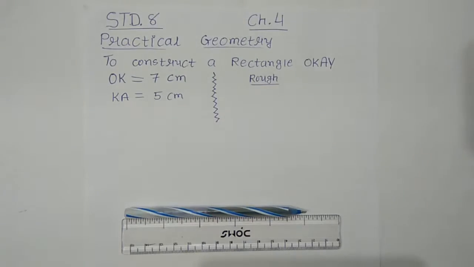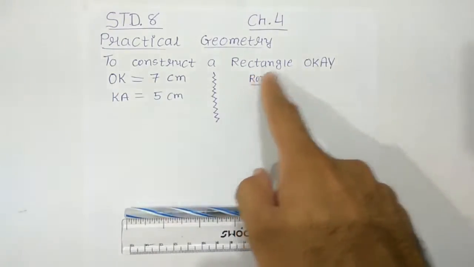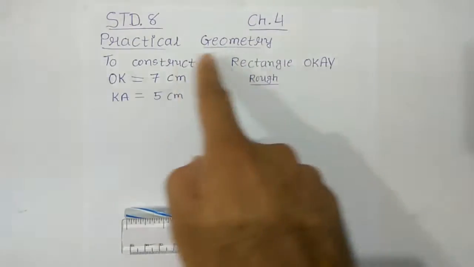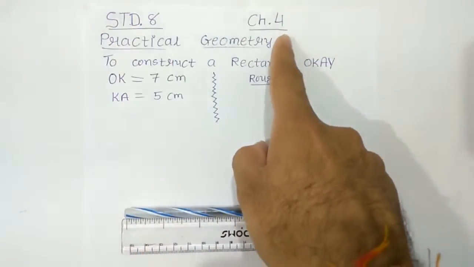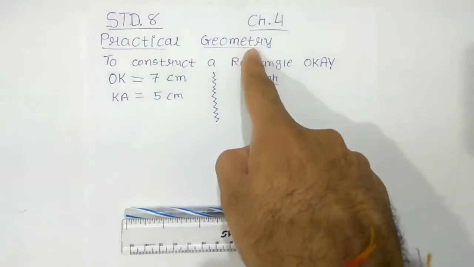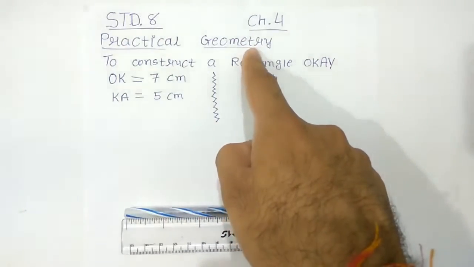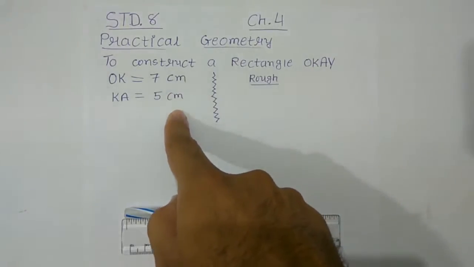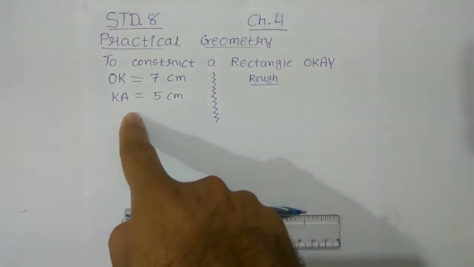Hello students, today we will study how to construct a rectangle OKAY. This is the topic of standard 8 chapter number 4 practical geometry. So till now we have done many constructions. So in today's class we will study to construct a rectangle.